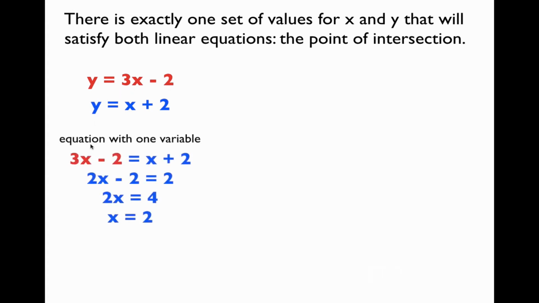So I'm going to rewrite y equals x plus 2 as 3x minus 2 equals x plus 2, substituting 3x minus 2 in for y. And the goal here is to create an equation with one variable, because we can't solve equations with two variables, but we're very good at solving equations with one variable. So solving this equation, we determine that x equals 2.